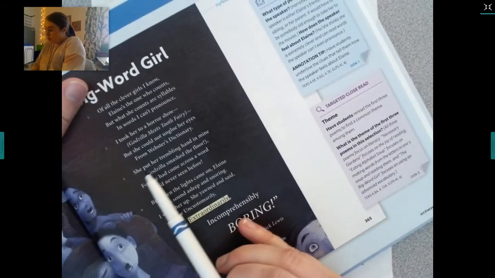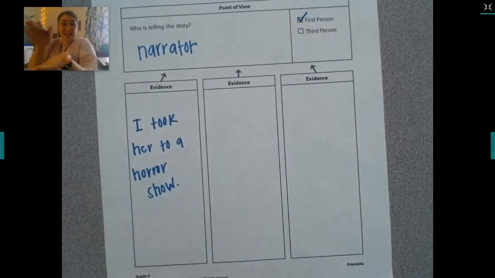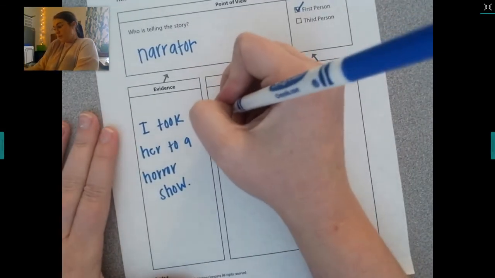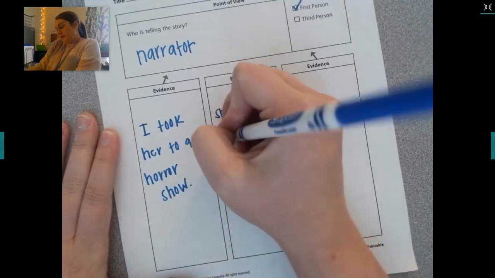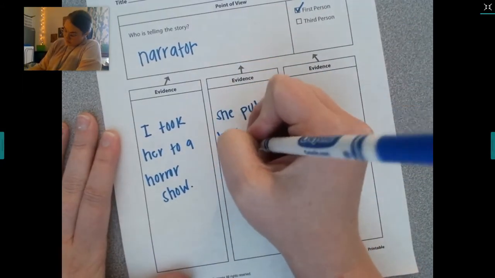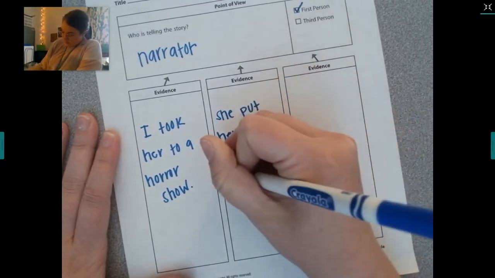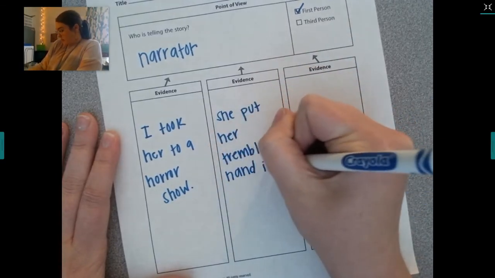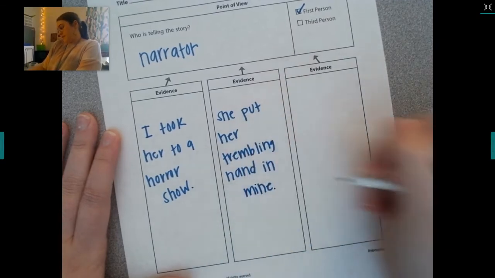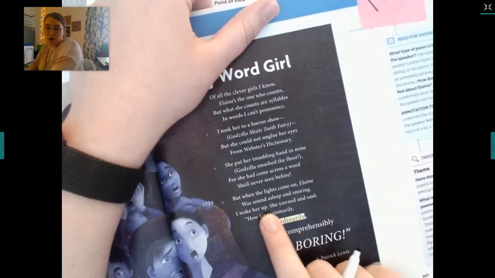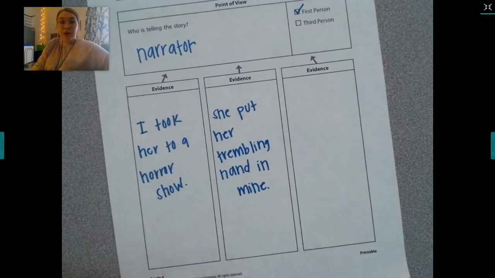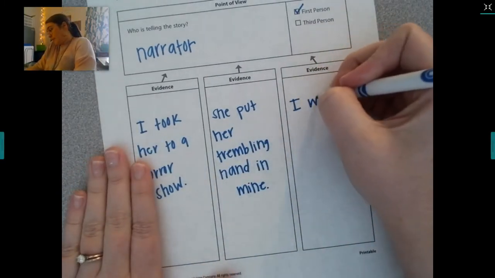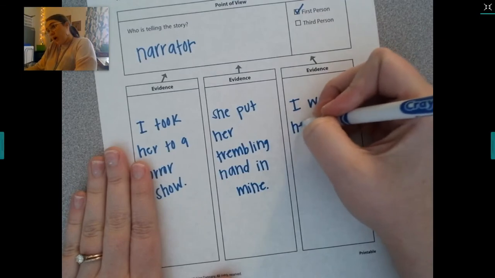What about this one? She put her trembling hand in mine. The only way that she could have put her trembling hand in her hand is if she was actually there in a part of the story. So I'm going to put that as one. She put her trembling hand in mine. And the last thing, I'm going to keep looking. I woke her up. The only way she could have woken her up is if she was actually there. I woke her up.